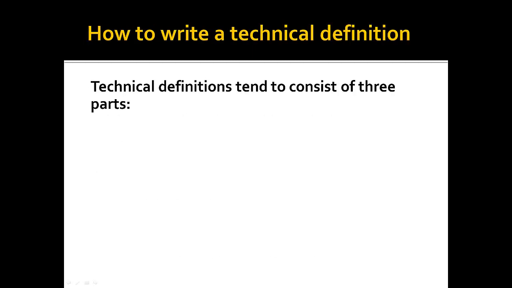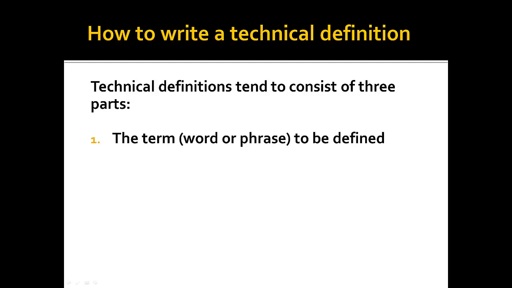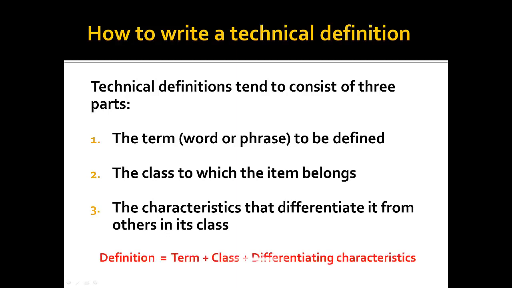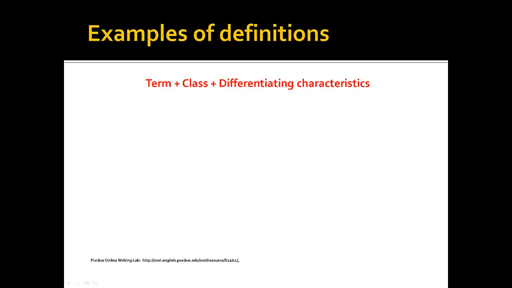So technical definitions tend to consist of three main parts. You have the term, which is a word or a phrase that is to be defined, the class to which it belongs, and the characteristics that differentiate it from others in its class. Now, I'll explain what that means. If you're into mathematics, you might like formulas, and here's a formula that works for this. So you have definition equals term plus class plus differentiating characteristics. Now let's take a look at what that means.